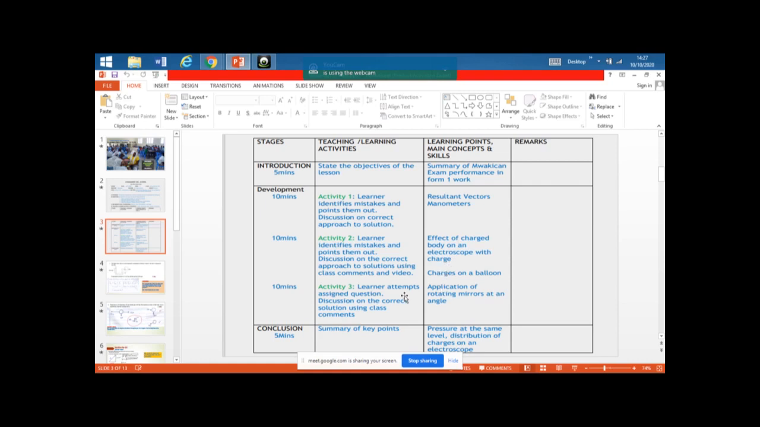Then the third activity, we are going to look at the topic light. The specific area is application of rotating mirrors at an angle. This was usually done in the lab, however, you can have theory questions about it. So we're going to look at how you should have solved the question. We're going to look at recommendations and perhaps an example to practice within the lesson. Then lastly, we're going to summarize the key points, what we've learned today, under pressure and distribution of charges as well.